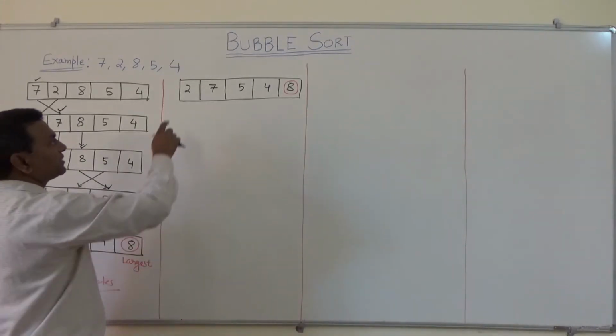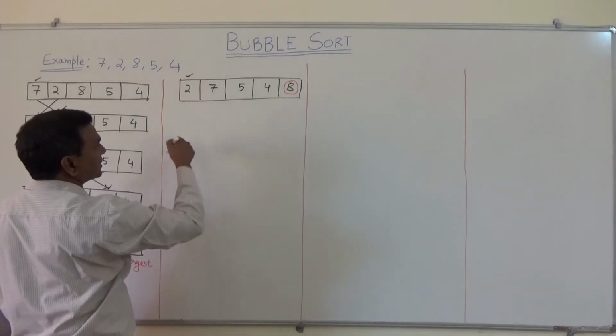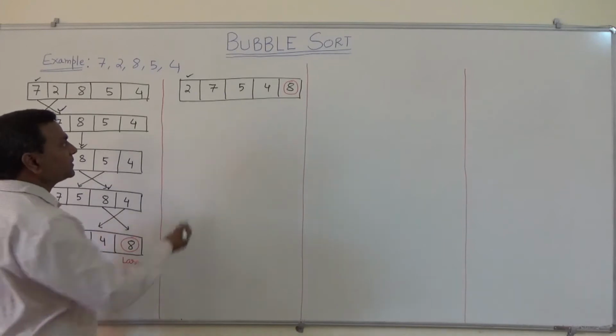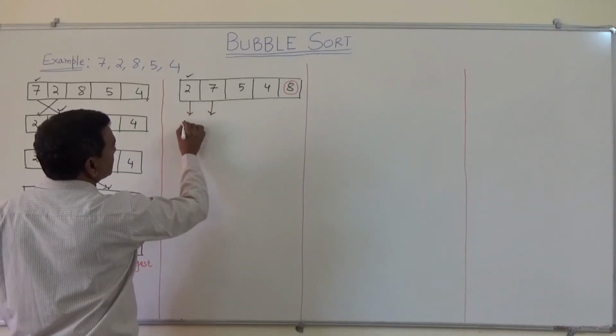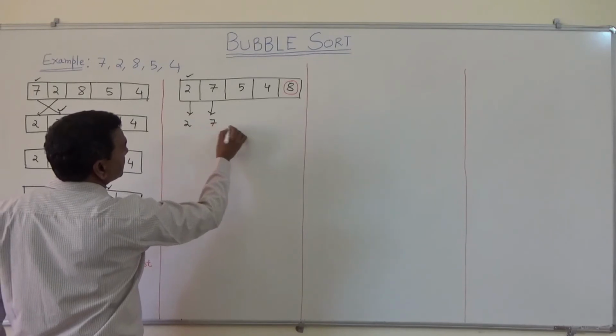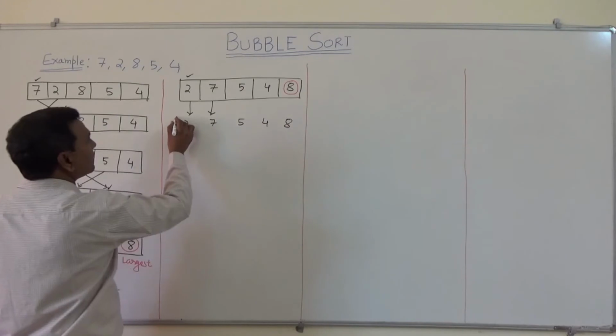So we will compare the first element with the second. This 2 is compared with 7. There is no change because 2 is less than 7. So this will be 2, then 7, 5, 4 and 8.